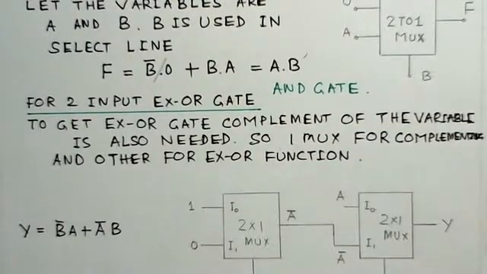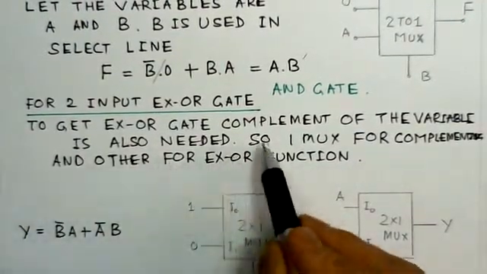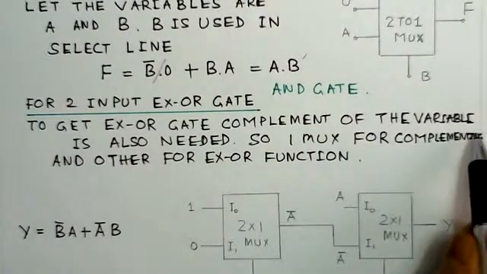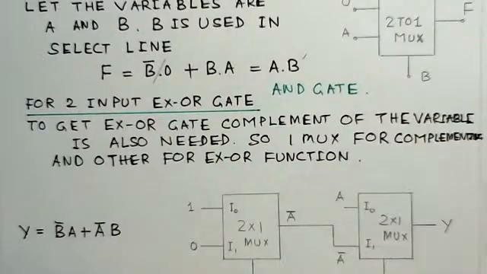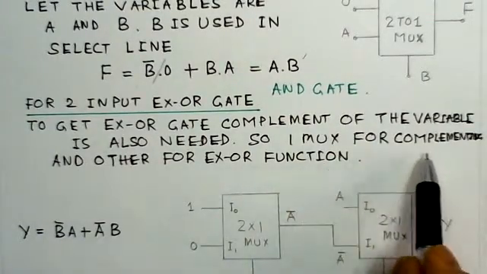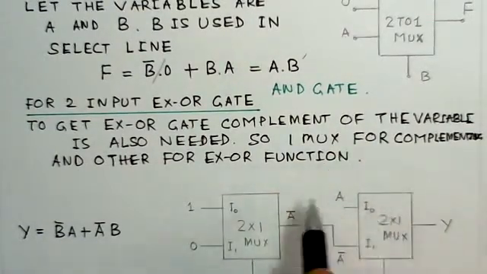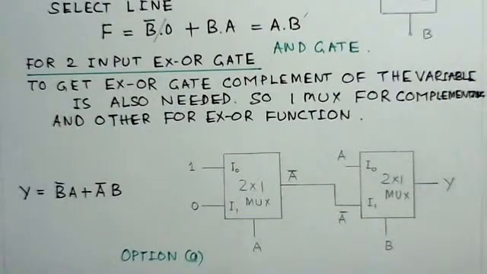You can see for the XOR gate, to get an XOR gate, the complement of the variable is also needed, because in the XOR gate, you know these terms, the variables are complemented also, so you need a complemented variable. So one multiplexer would be needed for the complement and the other for the XOR function. So here we are using 2 multiplexers.